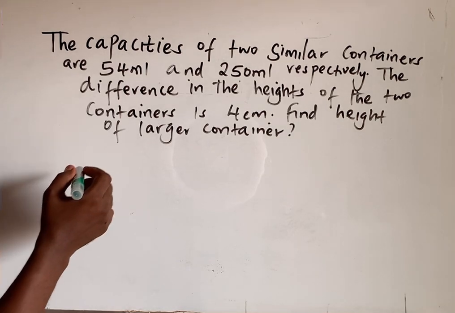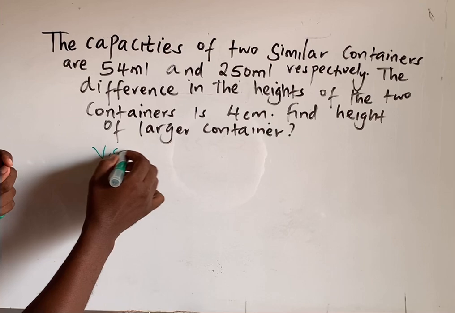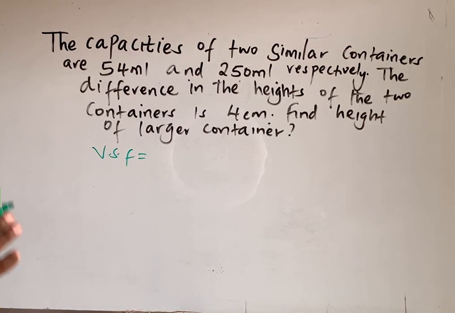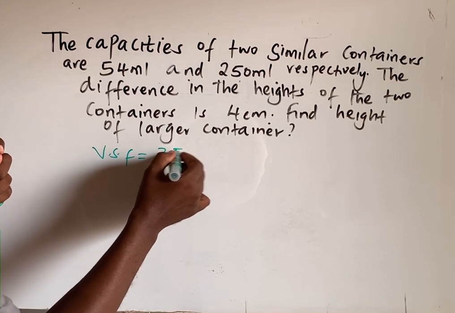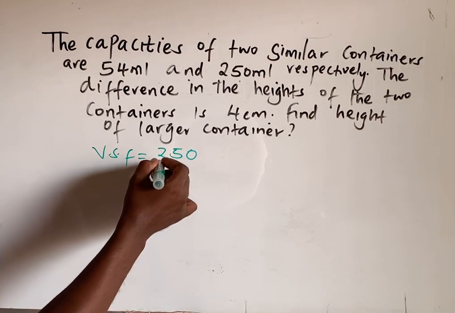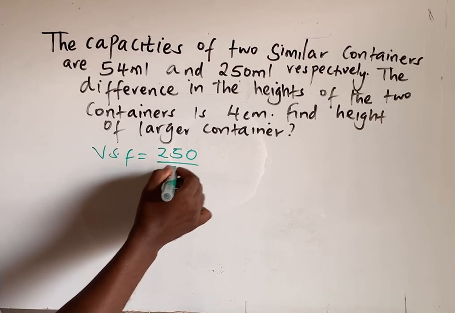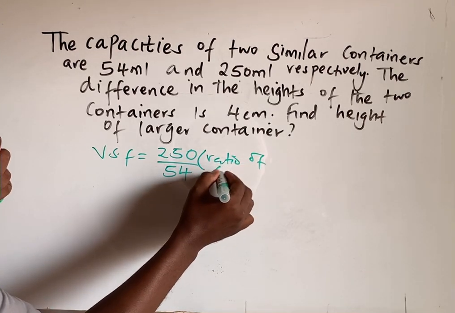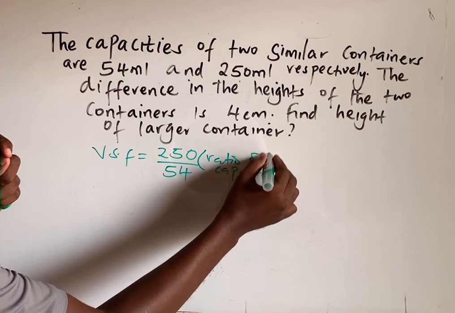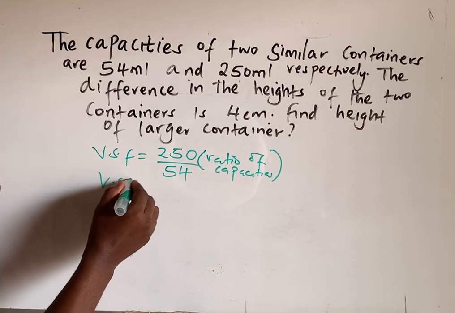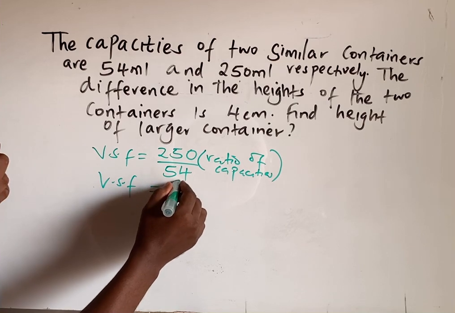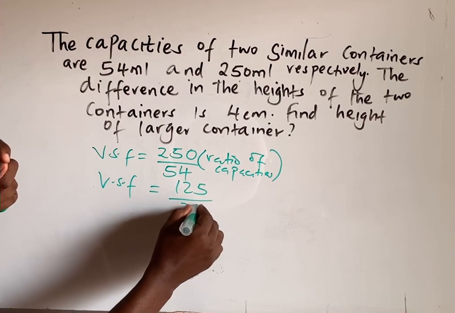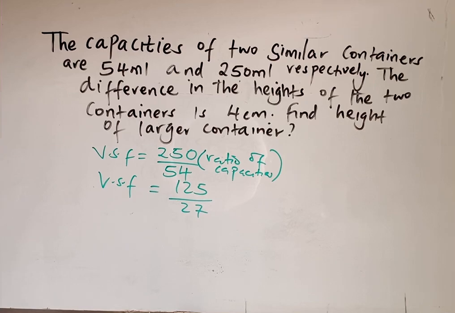The volume scale factor is the same as the ratio of the volumes of the two containers, or the capacities, the ratio of the capacity of the two containers. In this case, it is the capacity of the bigger container, 250, divided by the capacity of the smaller container, 54. Now this is called the ratio of capacities. This will give us the volume scale factor as 125 divided by 27 if you simplify further.